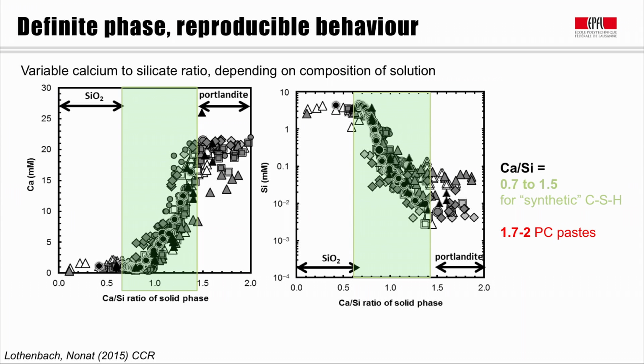And this is still somewhat of an open question today, why we can get these much higher calcium to silicon ratios. We now think it's really connected to the difficulty of precipitation of calcium hydroxide.